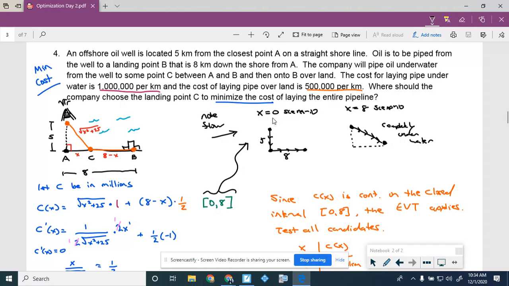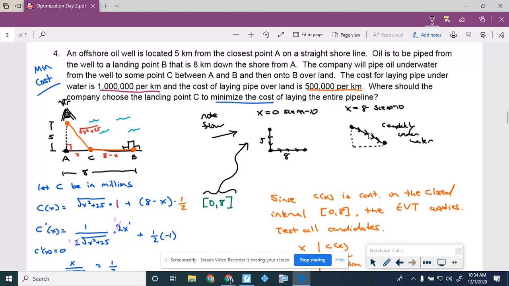I drew the scenario when x is 0. Basically, pipe the oil straight across. So that's the part that's underwater, and then the rest of the way, 8 kilometers over land. All right, so x can equal 0, so that's why it's closed. Now, what's the biggest x can be? Well, that would be me stretching C all the way to B. So the biggest x could be is 8, right?